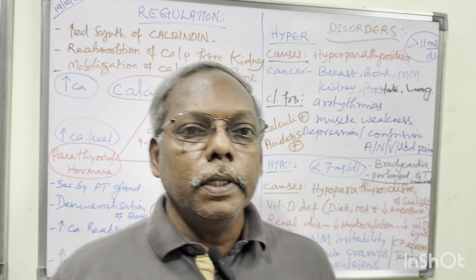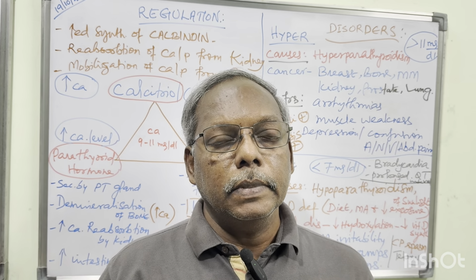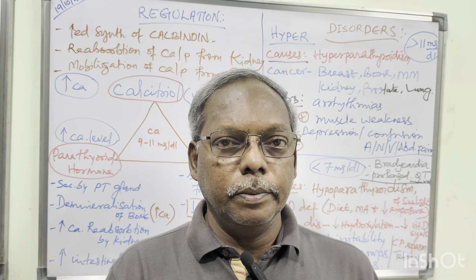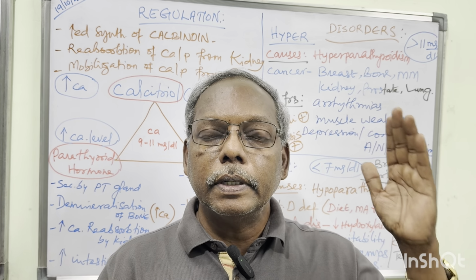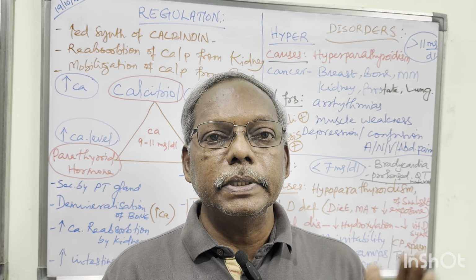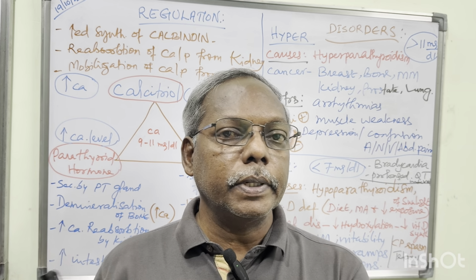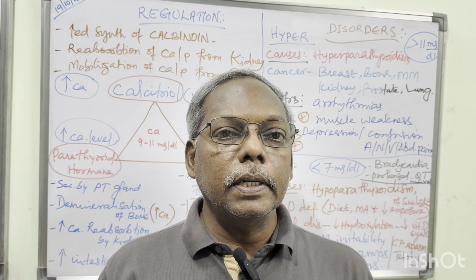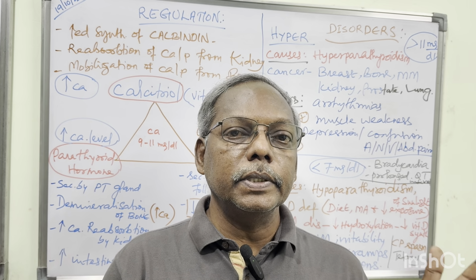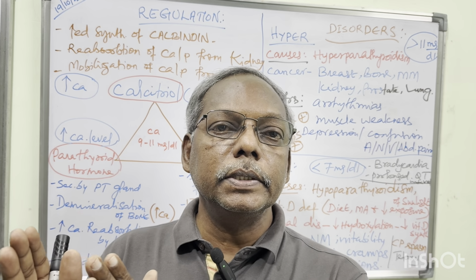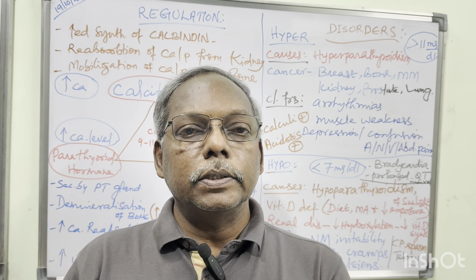Coming to the regulation of calcium and then disorders of calcium metabolism. Already I have uploaded a separate video for disorders of calcium metabolism. It's nothing but hypocalcemia and hypercalcemia. You know already the normal serum level is 9 to 11 milligrams. So if the level is less than 9, it means hypocalcemia, more than 11 means hypercalcemia.